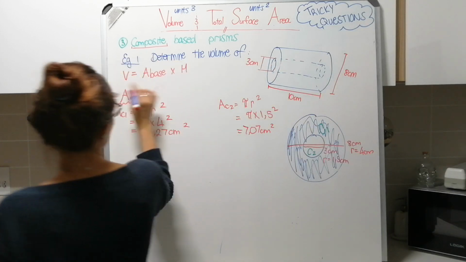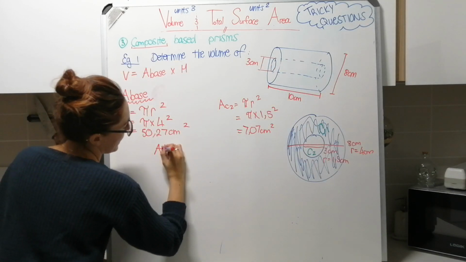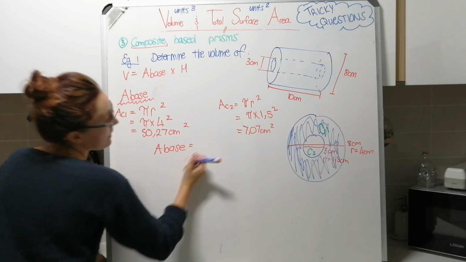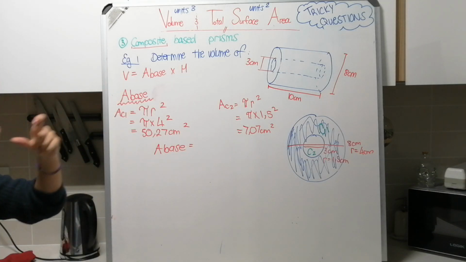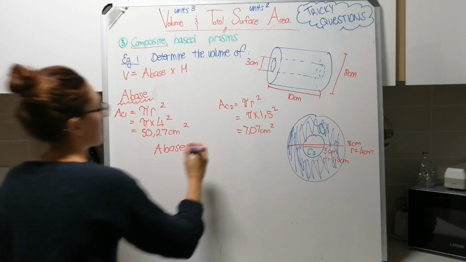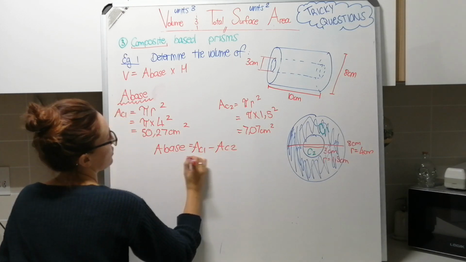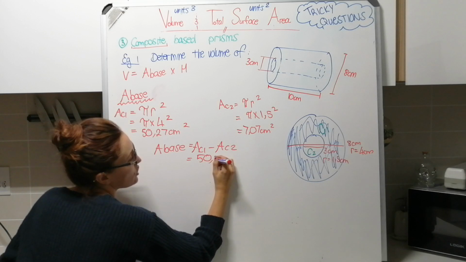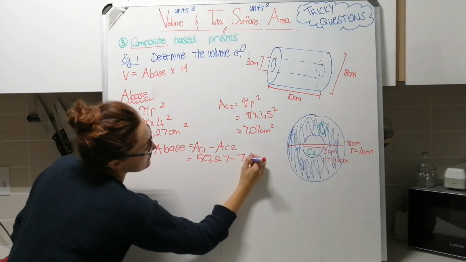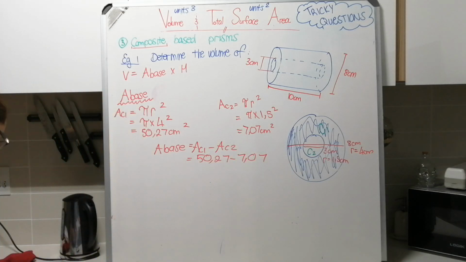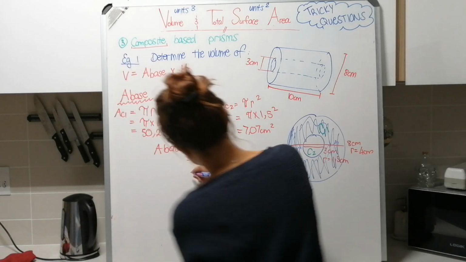Okay, so now to find the total area, the area of our base, we're going to say that's the outside circle minus the inside circle. So it's the area of circle 1 minus the area of circle 2, which is 50.27 minus 7.07, which is 43.2.